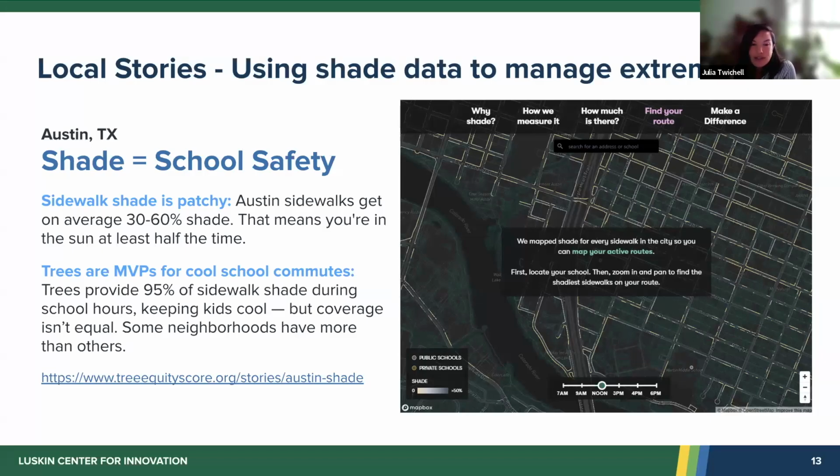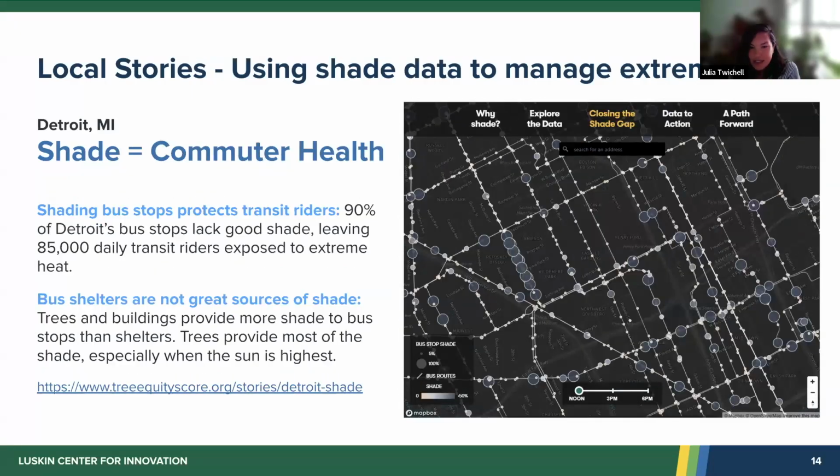We also found that trees are really the MVPs for commuters, right? So over 95% of sidewalk shade is coming from trees during school hours and keeping kids cool. We also saw that coverage isn't equal. So some neighborhoods and school districts in Austin have more shade than others. So next story, please. And I think we got that story shared in the chat for folks who are interested.